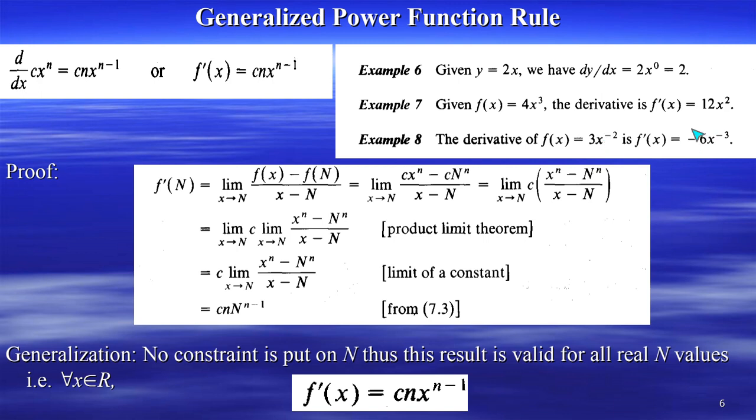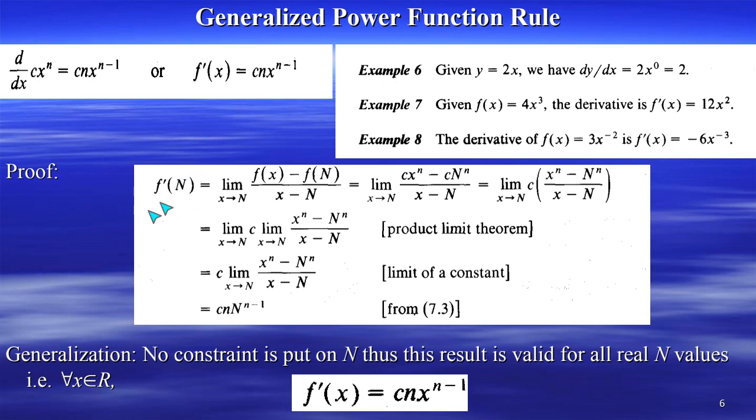So we obtain 3 times minus 2 is minus 6. X to the power minus 2 minus 1 is minus 3. You see? Minus 6 x to the power minus 3. Very easy to apply. But let's prove it as well. We have proven for the case x to the power small case n, but we haven't proven for c times x to the power small case n. So let's prove it as well.